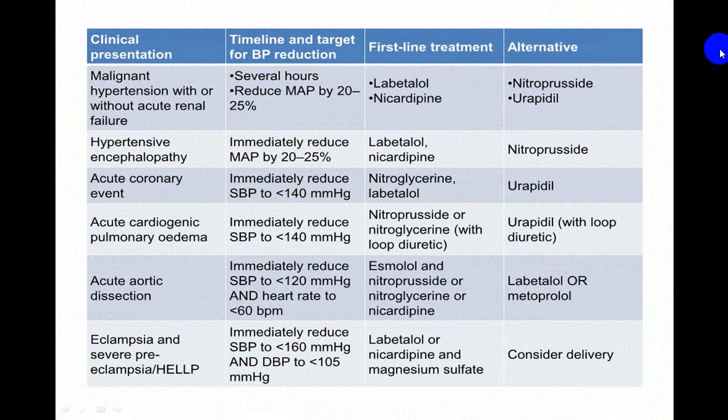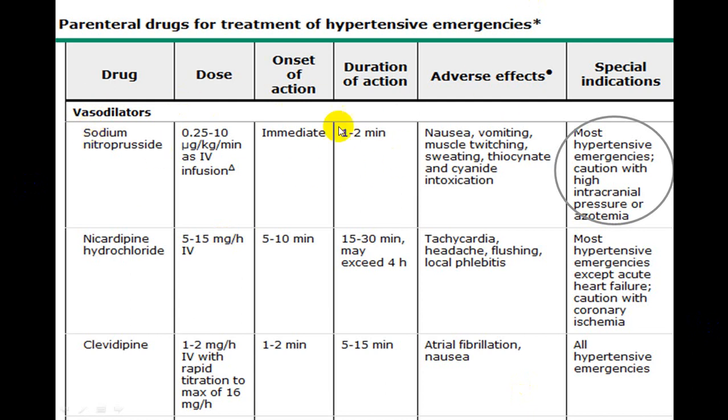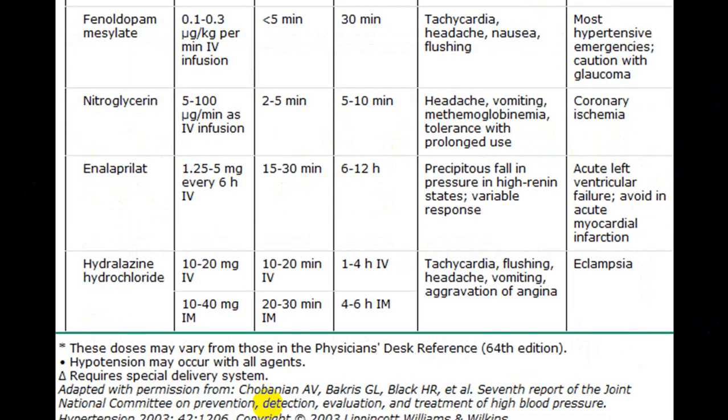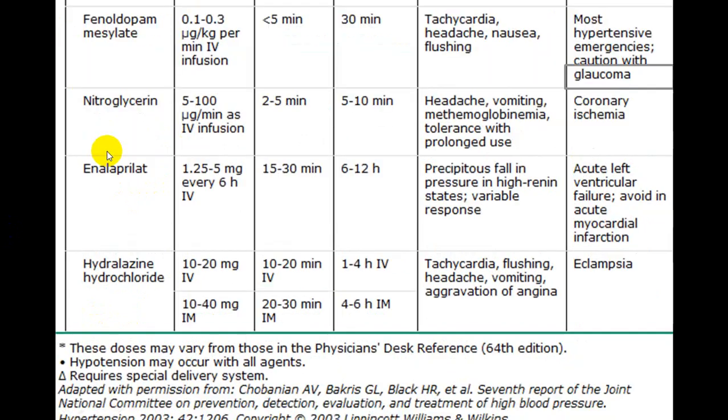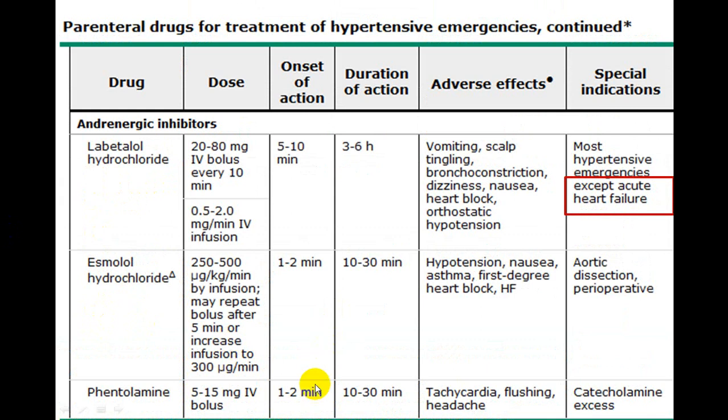This is the same first line and alternative drug of choice. These show how you give them, what the side effects are, and what special indications there are, drug wise. Sodium nitroprusside, nicardipine, the calcium channel blocker, then fenoldopam, nitroglycerin, enalapril, or hydralazine. The commonest drugs utilized are hydralazine and nitroglycerin. These are the two commonest drugs, and then comes sodium nitroprusside. These are the three drugs most commonly utilized. Labetalol is another drug, a beta blocker, which is utilized in hypertensive emergency. Rarely they utilize esmolol and phentolamine. Phentolamine is a drug of choice in a person who is having pheochromocytoma.